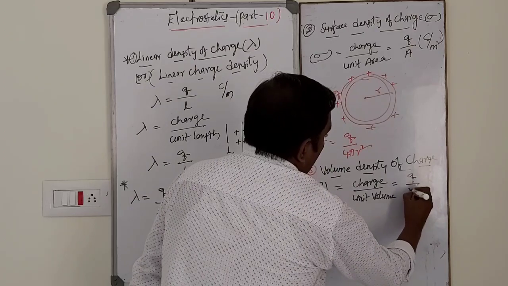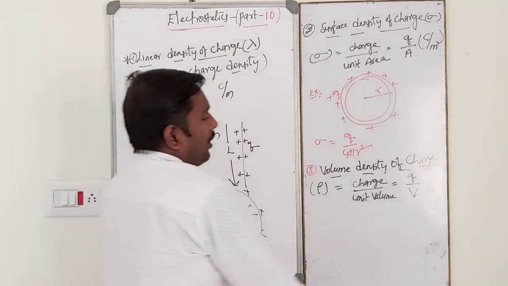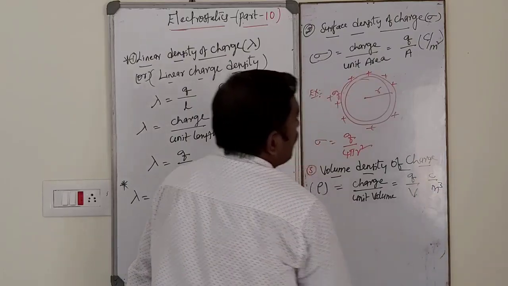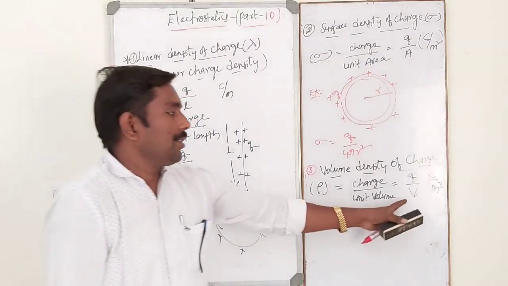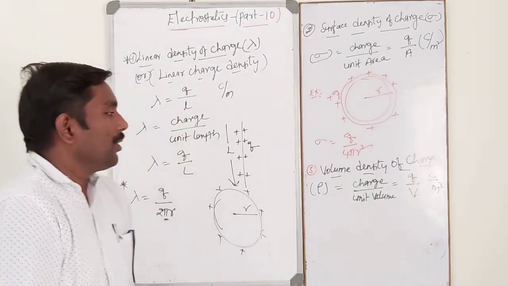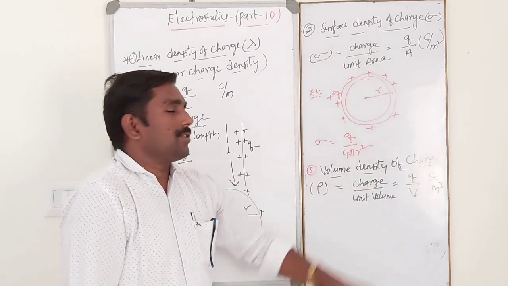So charge by volume. SI system, Coulomb per meter cube. Volume SI unit, meter cube. Charge SI unit, Coulomb per meter cube. This is the volume density of charge.